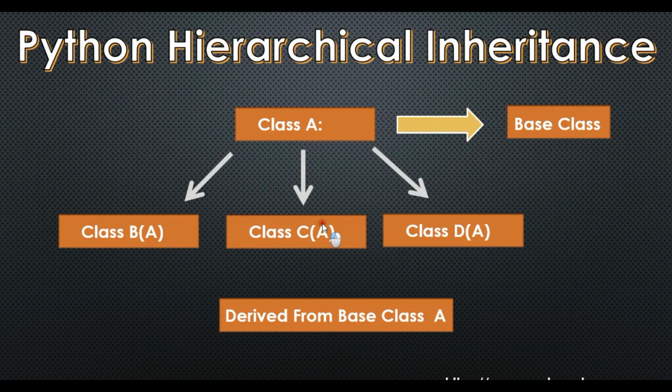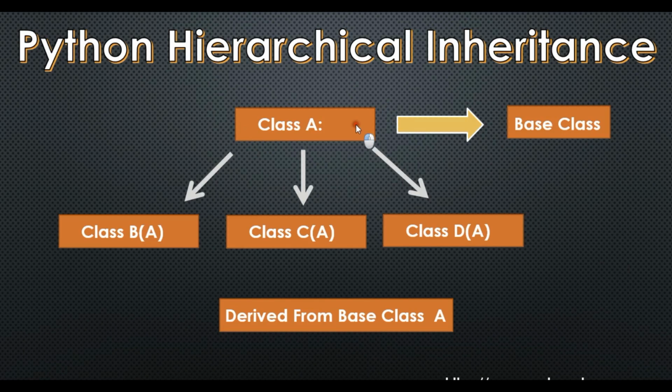Hi friends, I'm Parvez, and in this video we're going to talk about hierarchical inheritance in Python. Now in Python object-oriented programming, when more than one derived class is created from a single base class, that's called hierarchical inheritance. So if you see in here, we have class A.